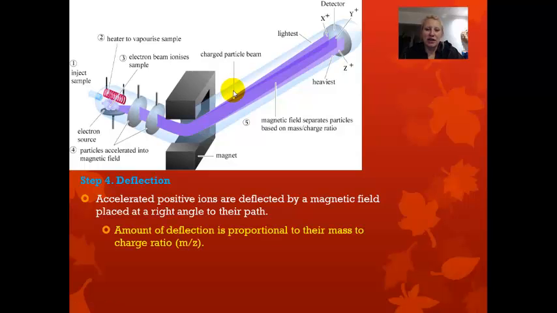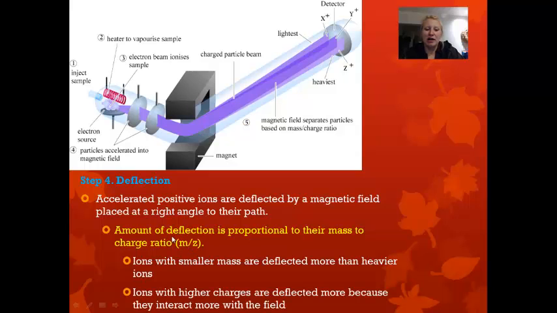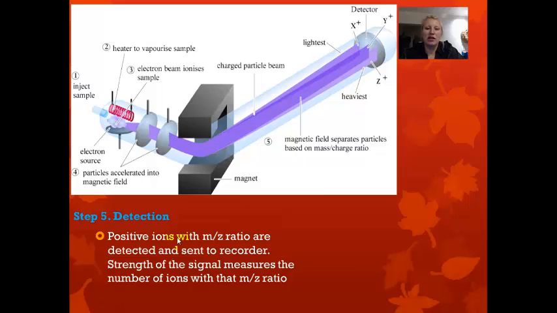And the amount of deflection is proportional to their mass to charge ratio. The smaller the mass of the ion, the more deflected they are. And the ions with higher charge are deflected more as well. The fifth step and the last step is called detection, where the positive ions are detected and sent to a recorder. And the strength of the signal in the recorder measures the number of ions with that specific mass to charge ratio.